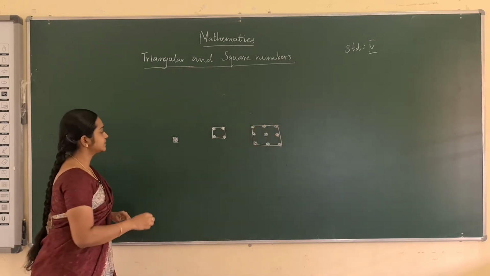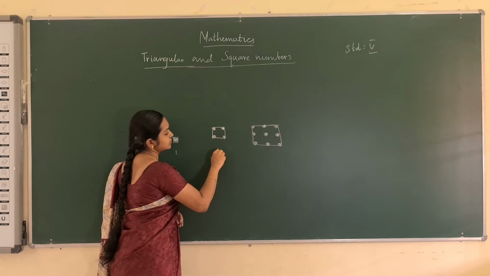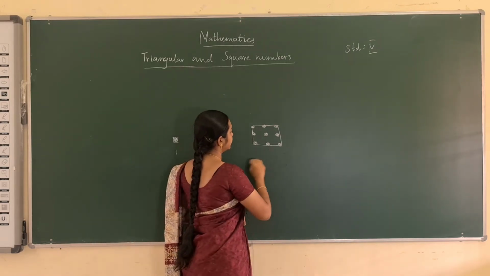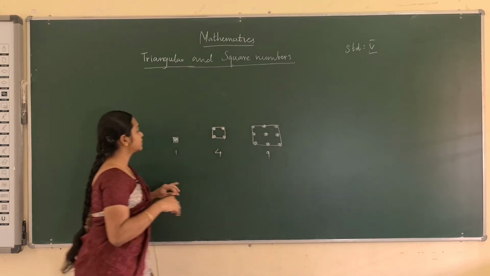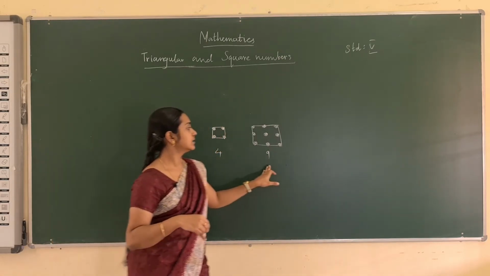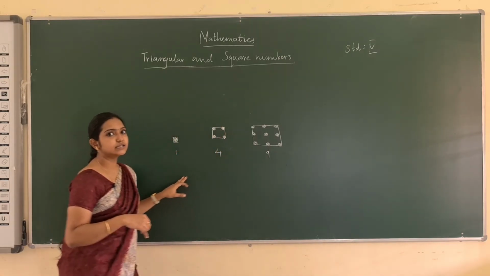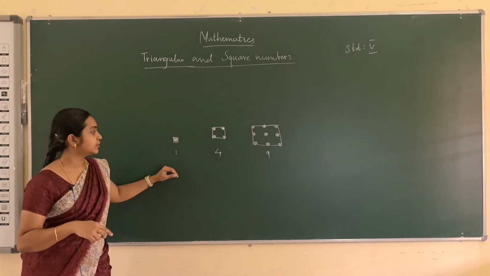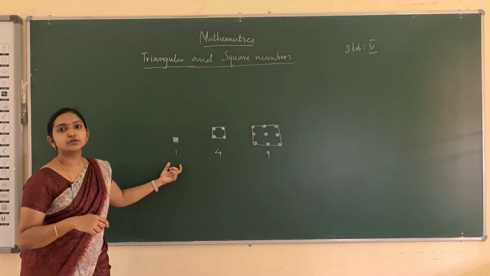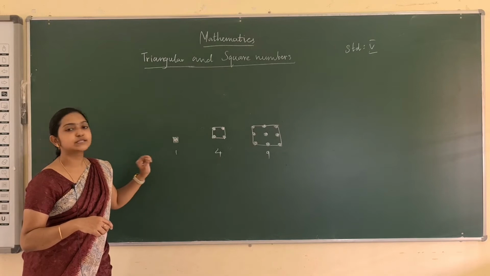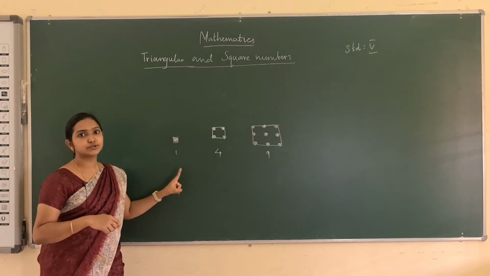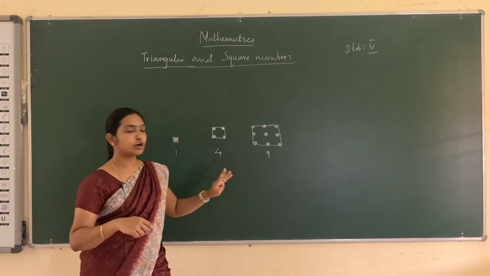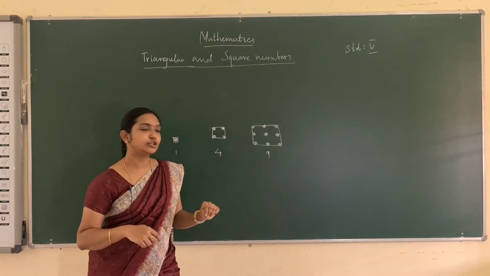Here 1 dot is used. Here 4 dots are used. Here 9 dots are used. So 1, 4, 9 are called square numbers because the number of dots used to form a square pattern is called a square number. Here 1 dot is used to form a square. Here 4 dots. Here 9 dots.